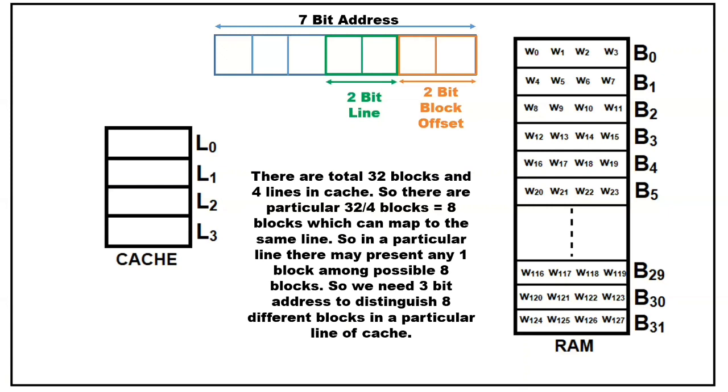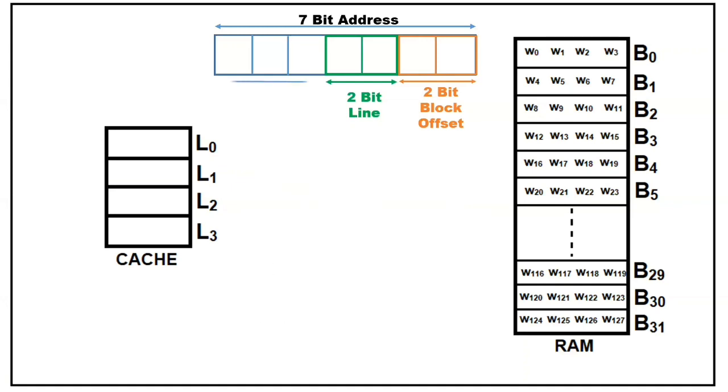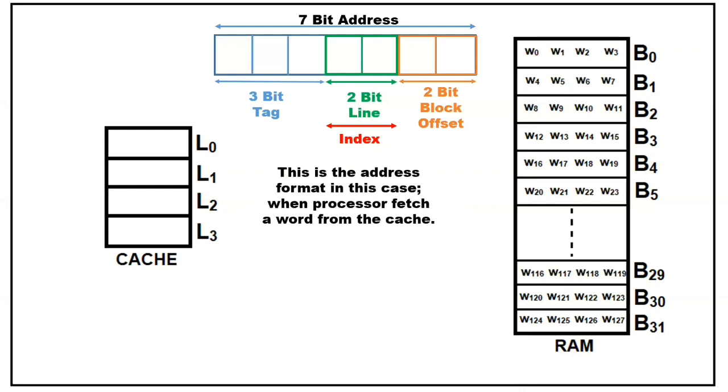Now how many bits do we have? There are 3 bits. So this rest of the 3 bits are actually the tag. This is the tag. Now what is the tag actually? Let's understand. Okay, now one thing, the line is also known as the index. So in the question they can ask you to find the index and block offset. So index or line, that is actually the same. So here this is the address format in this case when the processor fetches a word from the cache.